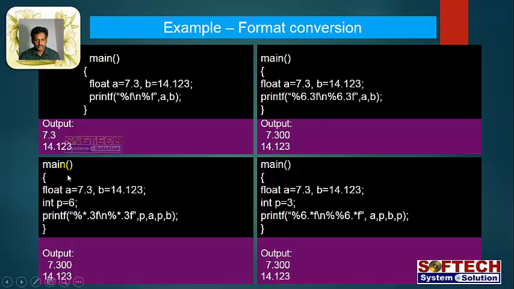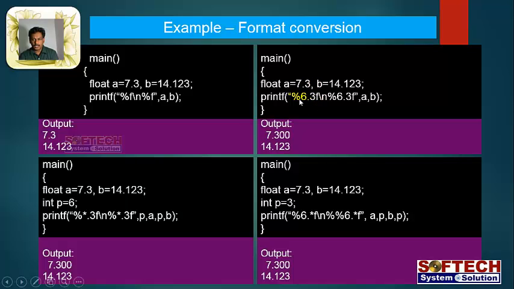That is our next program. Float a equal to 7.3, the same 14.123. This is not formatted. This is formatted: first we type 7.300, then 14.123. This is formatted, and this is not formatted. If we want to display the values in a formatted way, print %6.3f backslash n %6.3f.